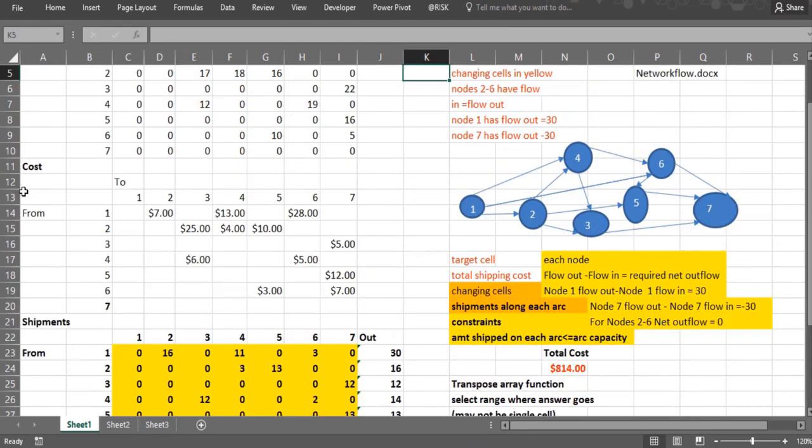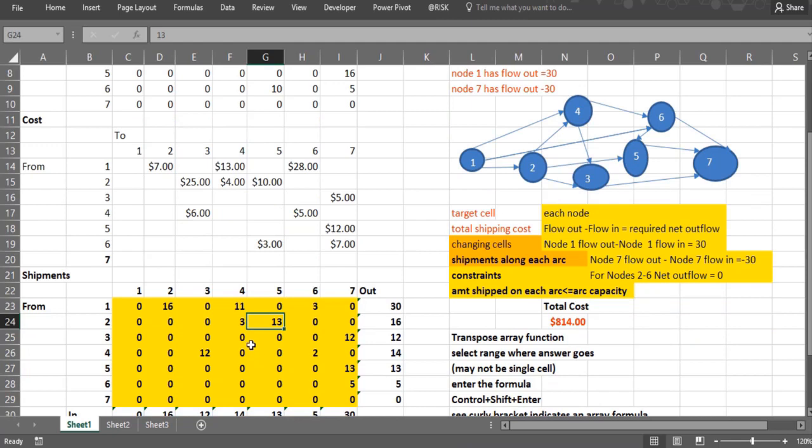So what is the minimum shipping cost shipping plan? From node 1, we need 30 to go out. 16 go to node 2, 11 to node 4, 3 to node 6. That's 30. Now what came into node 2 was 16, so 16 go out: 3 to node 4, 13 to node 5.